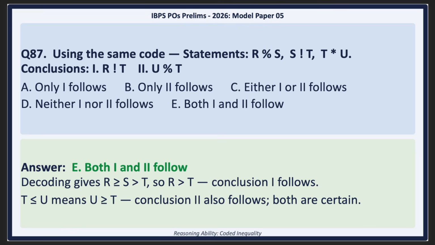For conclusion 2, the statement directly gives us T is less than or equal to U. If you just read that backward, it's exactly the same as saying U is greater than or equal to T. So conclusion 2 also follows.